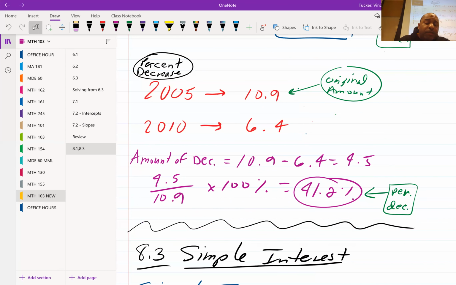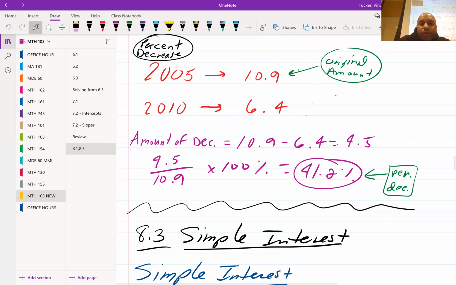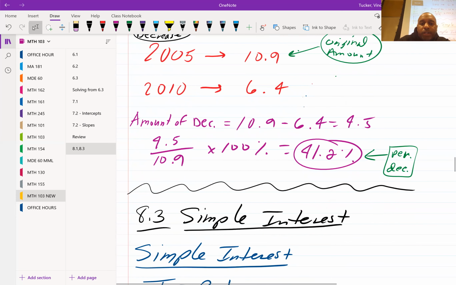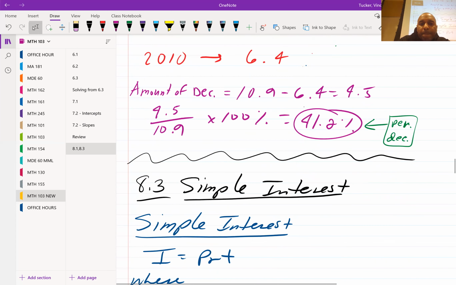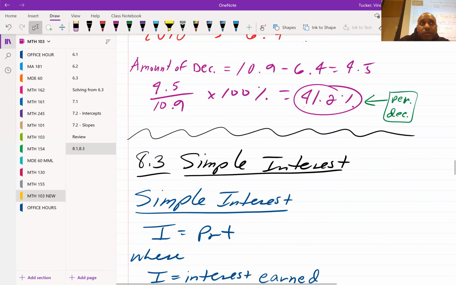All right, so that's it for 8.1. Get into 8.3. Once again, remember I mentioned that we're skipping 8.2. You guys are not held responsible for 8.2.